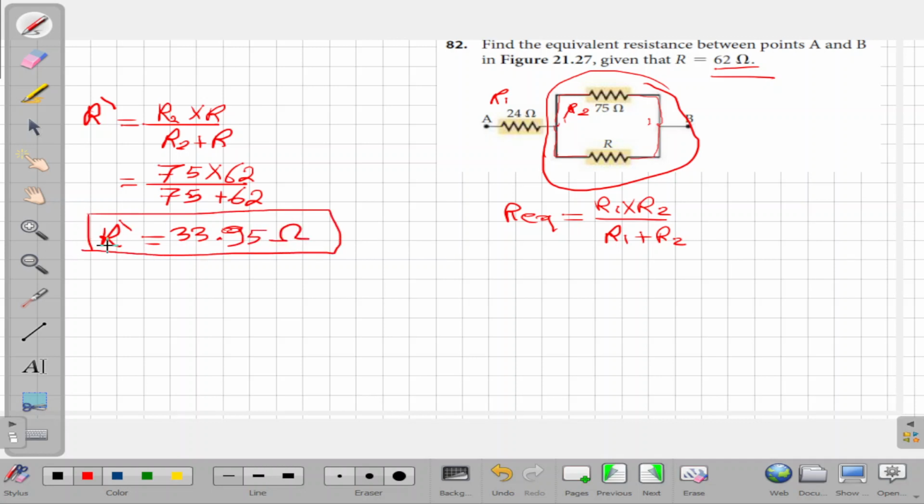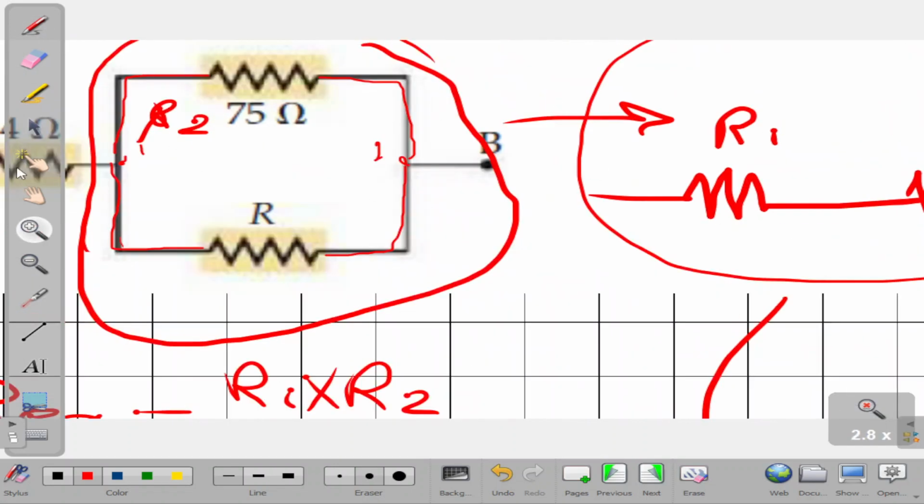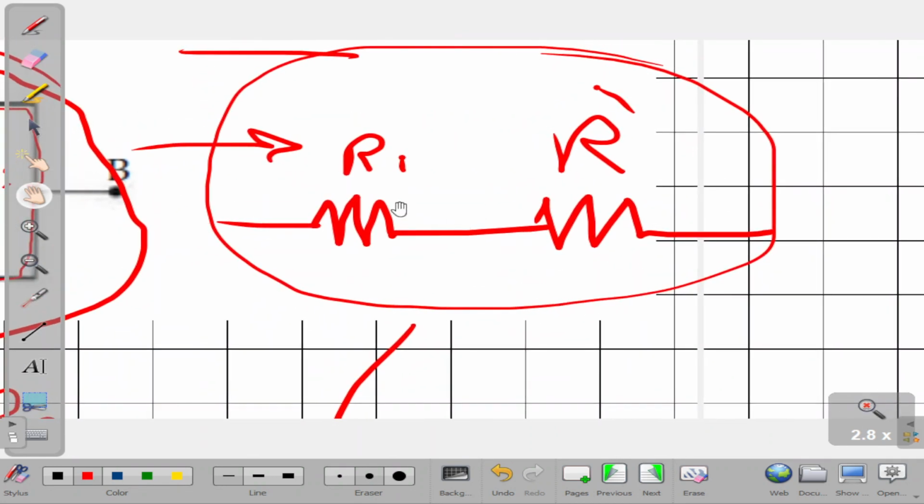What does R prime represent? R prime represents the equivalent resistance of this grouping of resistors. So we need to redraw our electric circuit. This is R1 and this is R prime. Now we can find the equivalent resistance of this group of resistors. We will notice that R1 and R prime are connected at one point. They have one common point, so they are in series.